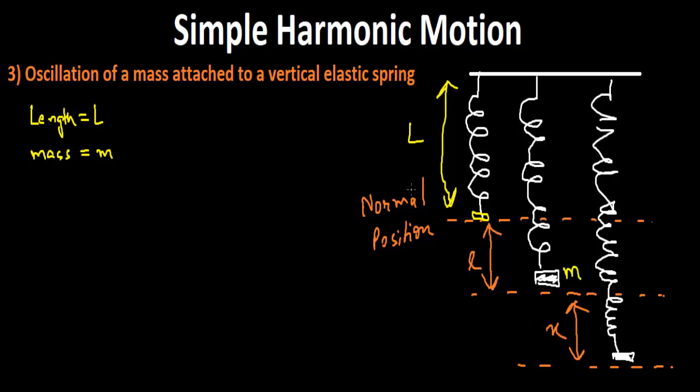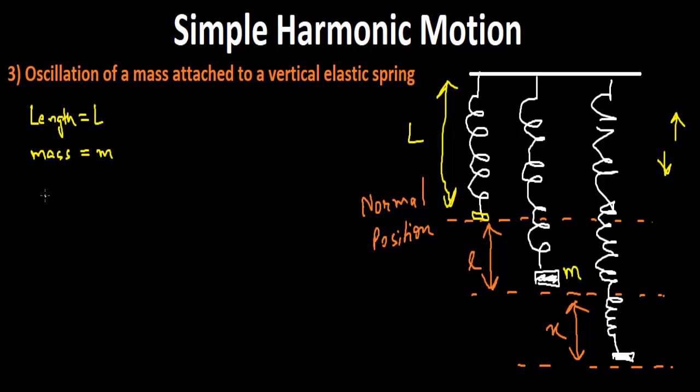When the mass is pulled, so now when it comes here, we are pulling it by a distance of x, and then we are releasing it. So after releasing, it starts oscillating harmonically in the vertical direction. So up and down, it goes up and down like this.